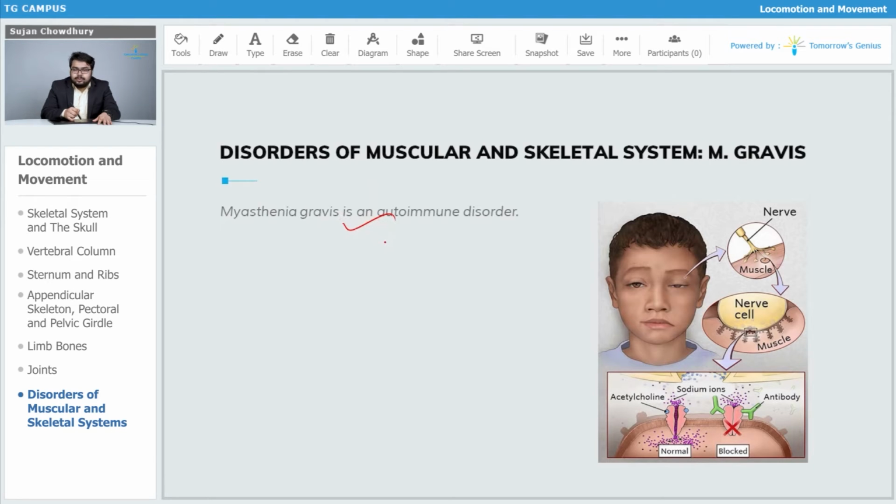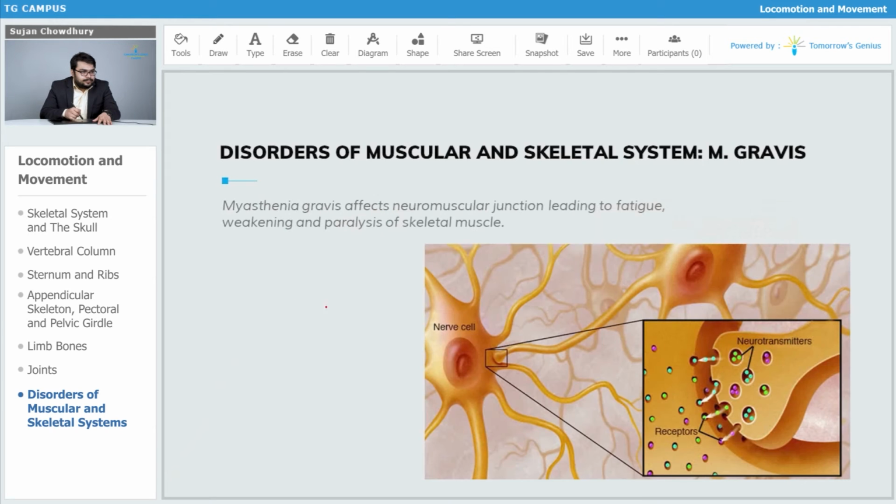The first disease we are going to talk about is Myasthenia Gravis. That is an autoimmune disorder, definitely resulting from malfunctioning of our immune system. Myasthenia Gravis affects our neuromuscular junction, which leads to fatigue, weakening, and paralysis of skeletal muscles. So definitely this is a serious disorder.